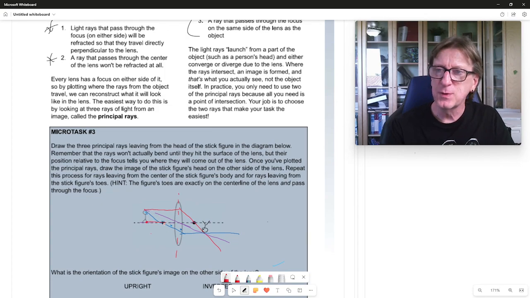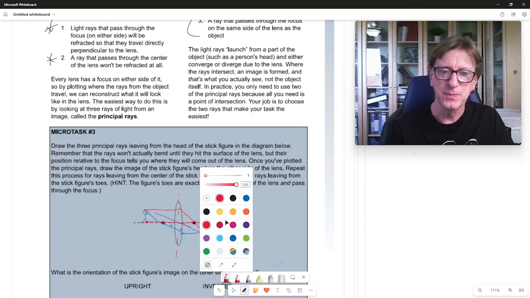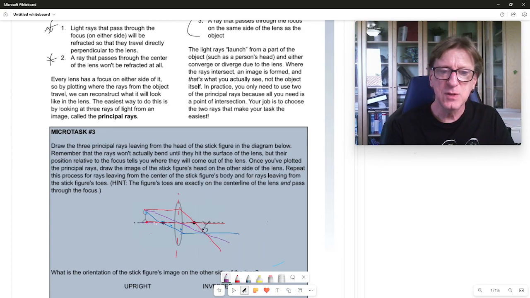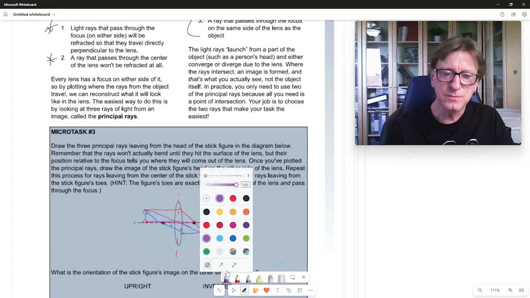It's passing through the focus. Well, that means that it needs to get bent parallel. Well, it's already parallel, so it just passes right on through. In the case of a light ray that's going through the center, well, his toes are also going through the center. So it's going to go straight through there.